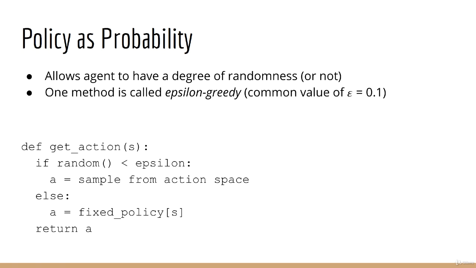The common way of dealing with this in reinforcement learning to allow the agent to explore is to give it a small chance of performing a random action. So here is a Python function that can accomplish this. We first generate a random number. If this number is less than some small number epsilon, let's say 0.1, then it will choose an action at random from the action space. Otherwise, we will grab an action from our fixed policy, dictionary mapping. This method is called epsilon greedy, and you'll learn later in this section why it's useful and what the relevance of exploration is.